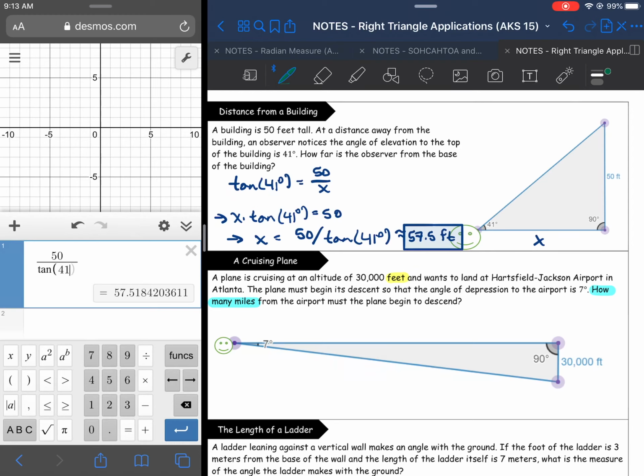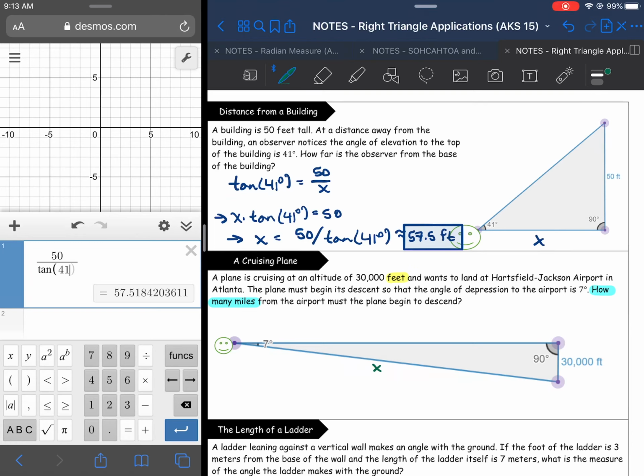So I'm going to go ahead and label this as x. So the distance from the plane to the airport, because the airport is right here, would be x. So we have the hypotenuse. Notice x is the hypotenuse because it is across from the 90-degree angle. So we have the hypotenuse and we have the opposite side. This tells me that we want to use the sine.